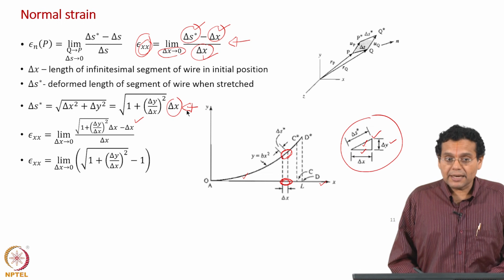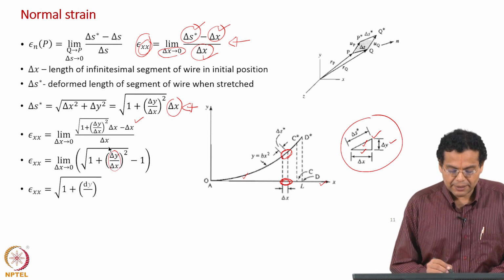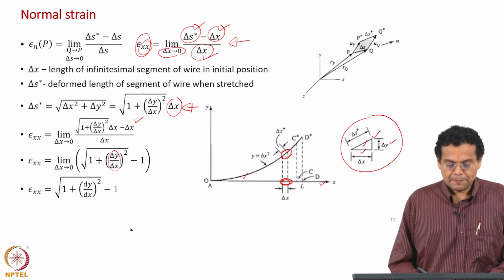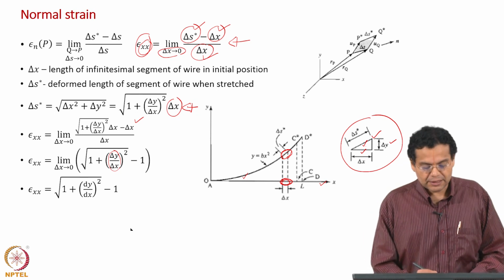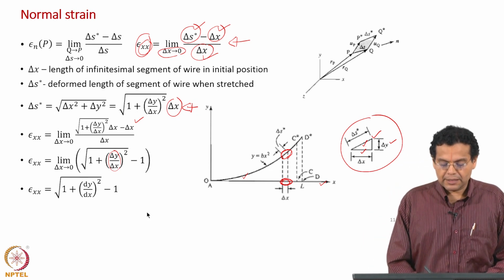Now, we take limit delta x tending to 0, which means that this will become dy by dx the whole squared. So, our expression for epsilon xx is root of 1 plus dy by dx the whole squared and then minus 1. Okay. Now, let us proceed further.